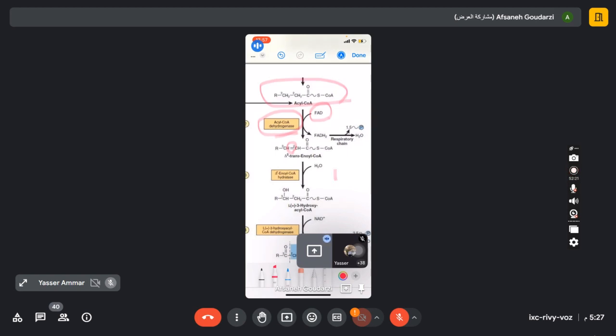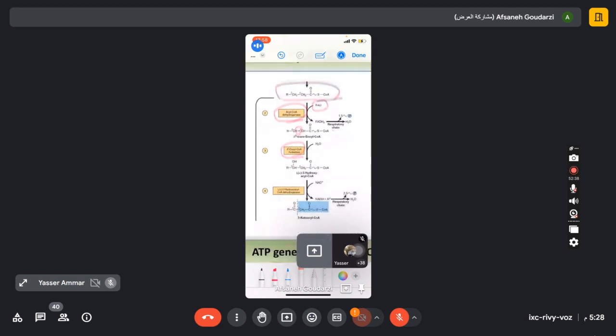In the next reaction, one hydratase, which is known as delta 2 enoyl-CoA hydratase, by the molecule of water, produces for us 3-hydroxyacyl-CoA.